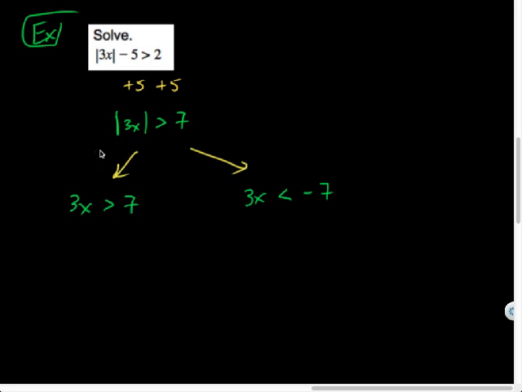Now divide by 3. Do I have to flip it? Nope, but this one's negative. Doesn't matter, you're not dividing by a negative. I'm dividing by a positive number, so I still don't have to flip it. That's definitely worth pointing out. So I've got x is greater than 7/3, or x is less than negative 7/3.